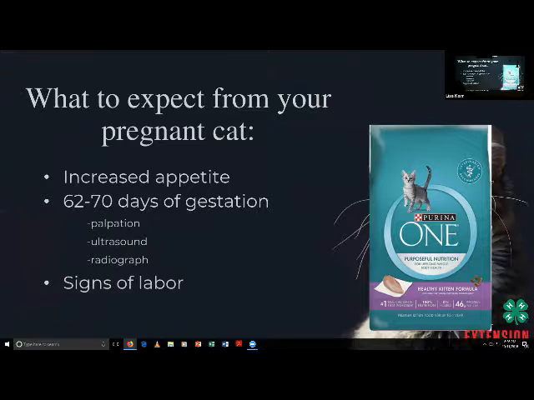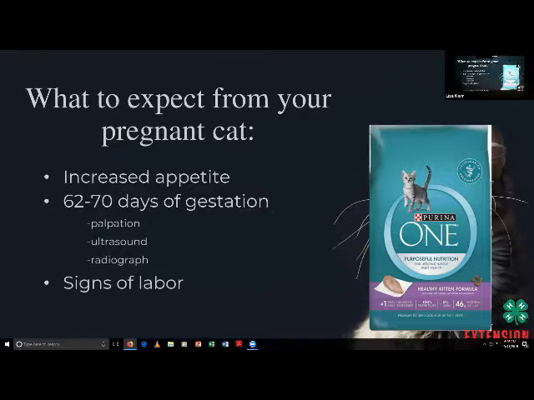And like we just talked about, they're going to increase in their appetite, and they have a gestation period. The average is 66 days, 62 to 70 days. And during that time, there's a number of ways you can see how many kittens there are, just to make sure that they are healthy: palpating, ultrasounding, and radiograph. But then you have to look for signs of labor. Towards the end of gestation, when they're about to go into labor, they'll start looking for a nesting area or somewhere warm to have their babies.